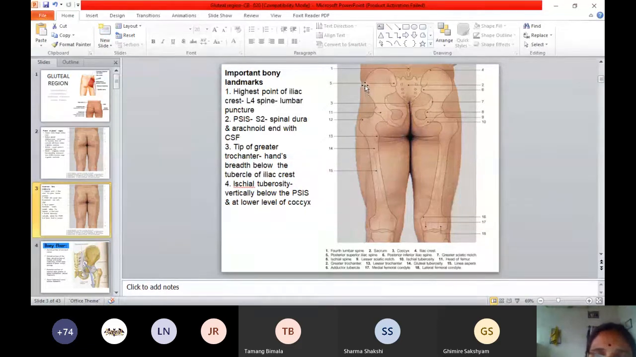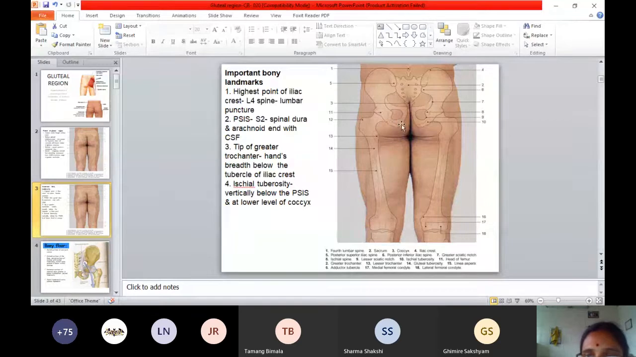Five centimeters is equal to 2 inches; 1 inch is equal to 2.5 centimeters. So 5 centimeters behind this anterior superior iliac spine lies the iliac crest. You can easily palpate it in anybody's body, even in an obese person. So a hand breadth below this iliac crest is the tip of the greater trochanter.